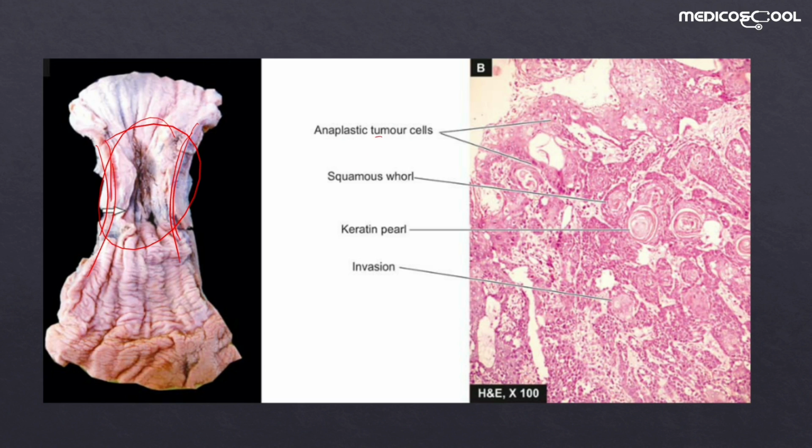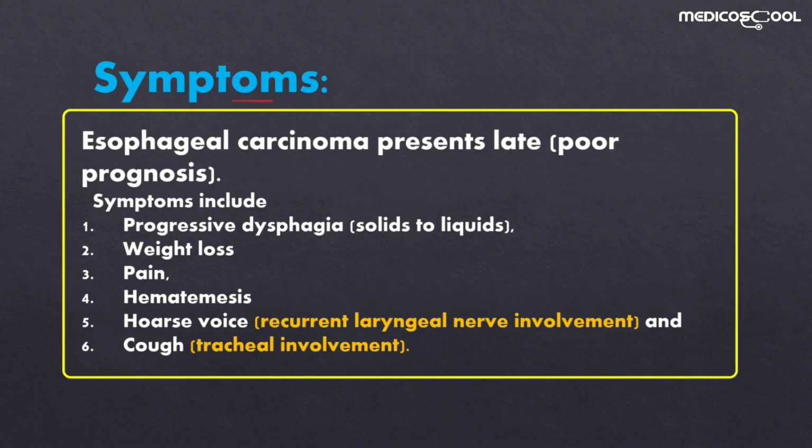Here also you can see neoplastic tumor cells, the squamous pearls. These are the keratin pearls, in which the keratinocytic cells are arranged in the form of whorls, and also you can see invasion. The signs and symptoms of esophageal carcinoma are the following: progressive dysphagia from solids to liquids, weight loss, pain, hematemesis, which is blood in the vomit, hoarse voice, due to involvement of the recurrent laryngeal nerve, and cough due to tracheal involvement. These symptoms present late, and this leads to the poor prognosis of squamous cell carcinoma.